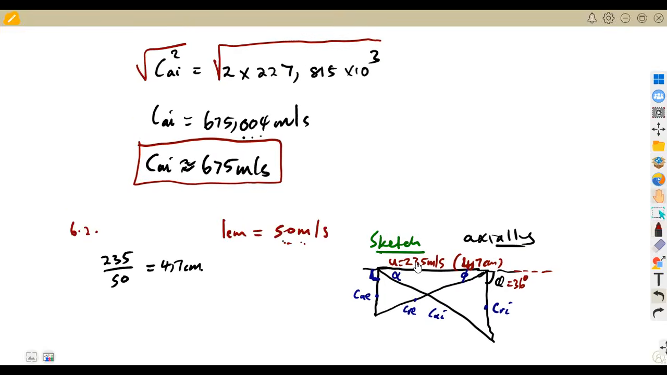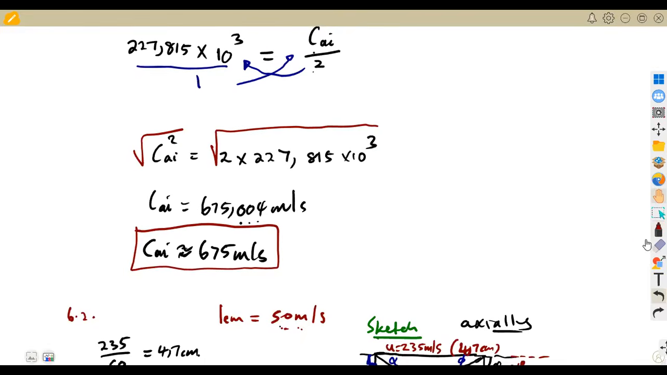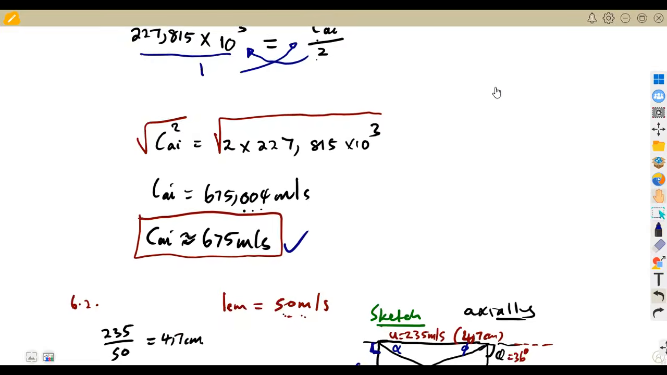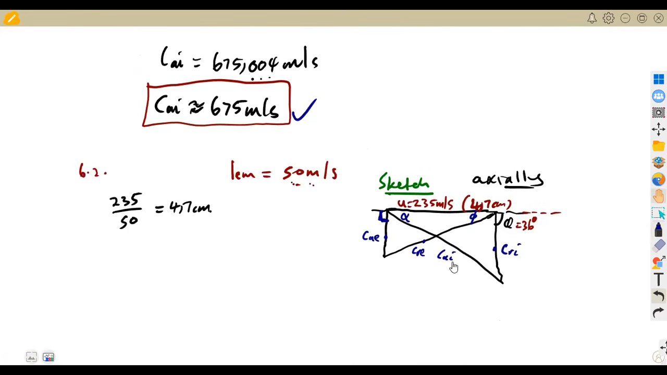We are also given, as we calculated earlier, the inlet absolute velocity, which is 675 meters per second. To convert to centimeters, we divide 675 by 50, and we obtain 13,5. So in terms of centimeters, this is 13,5 centimeters. That is what we have from our sketch.